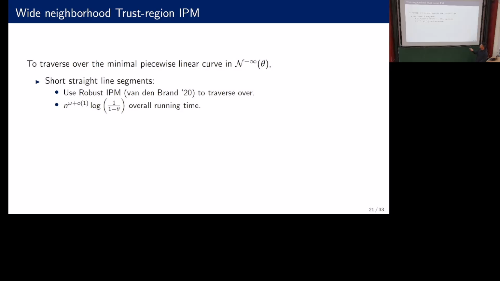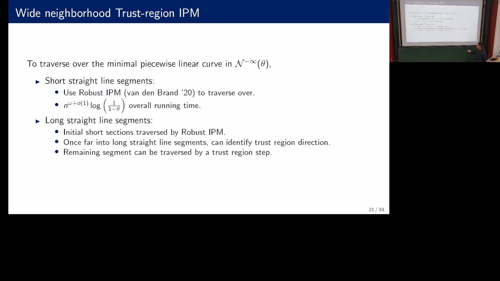For this algorithm, we don't have an analogous step to the affine scaling step in the L2 neighborhood. Instead, we use the robust IPM by van den Brand to traverse any short straight line segments in the wide neighborhood. This uses an overall n to the omega plus little o(1) times the log factor running time. And for the long straight line segments, we still traverse the initial short sections by the robust IPM. But once we are far into the long straight line segment, then we can identify the trust region direction, and the remaining segment can be traversed in one go by a single trust region step.